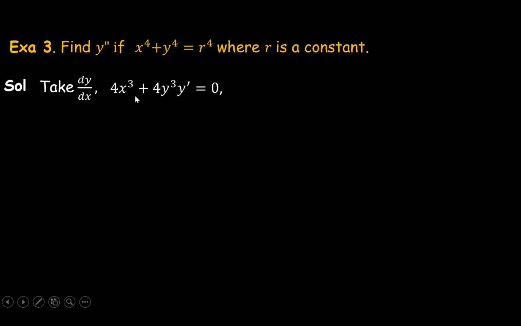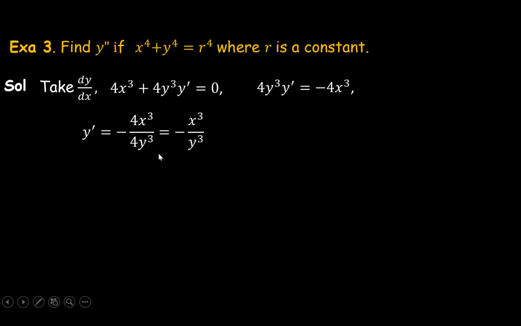And then from here, you can solve for y prime. As before, you move 4x to the third to the other side. You can also cancel out the 4 on both sides, and then divide by y to the third. So anyway, it gives you minus x to the third over y to the third. That is your y prime. Now we need to compute the y double prime. We simply take this expression and then take its derivative to get y double prime.